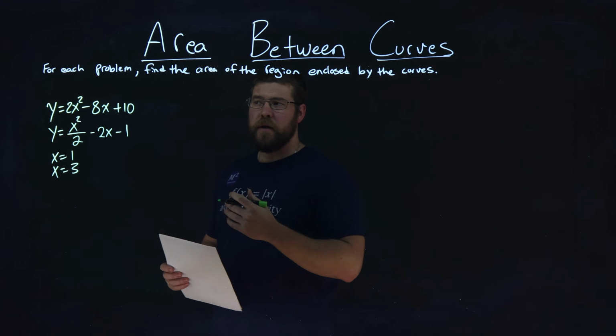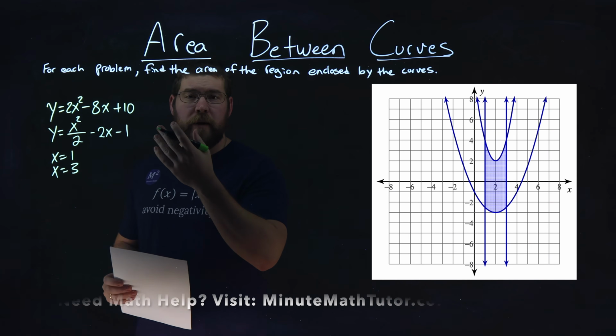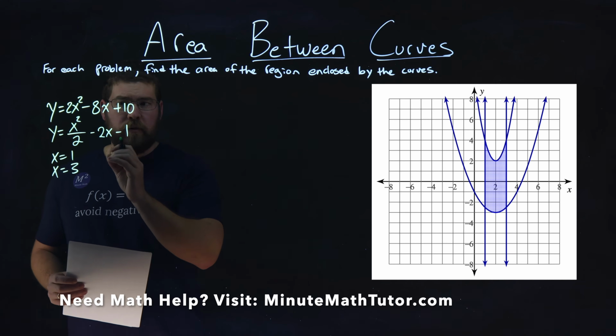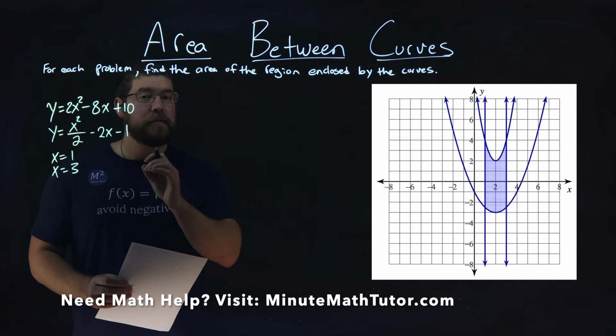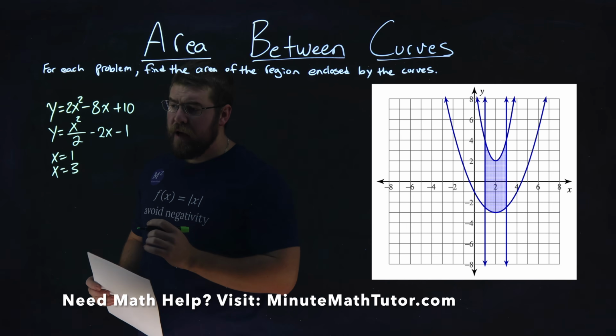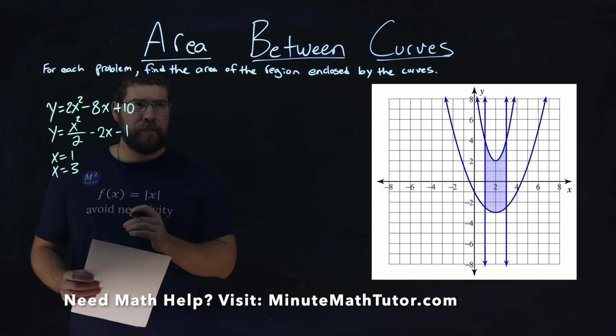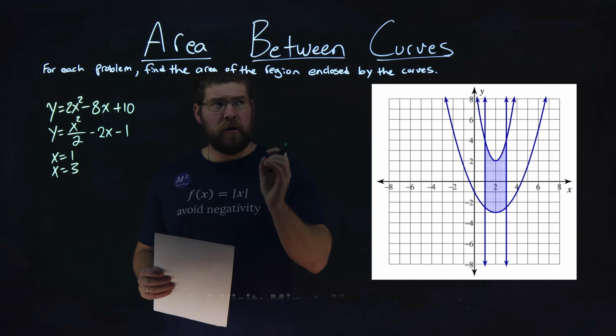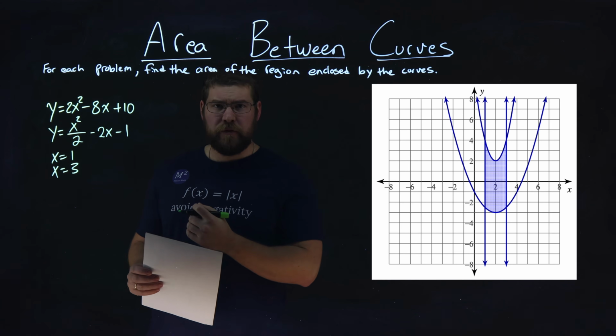We're given this problem right here. Y equals 2x squared minus 8x plus 10. Y equals x squared over 2 minus 2x minus 1. And x equals 1 and x equals 3. And we want to find the area of the region enclosed by the curves.